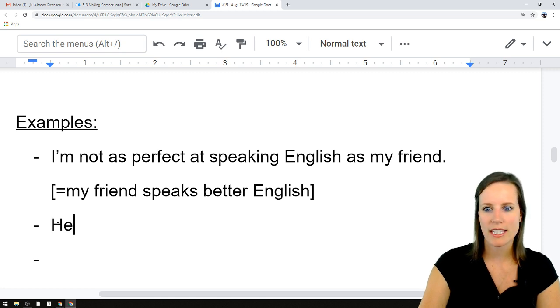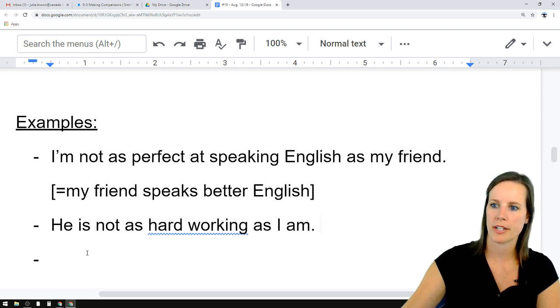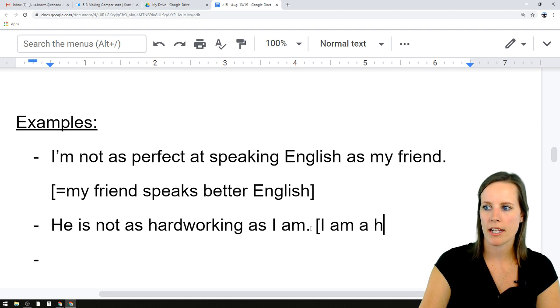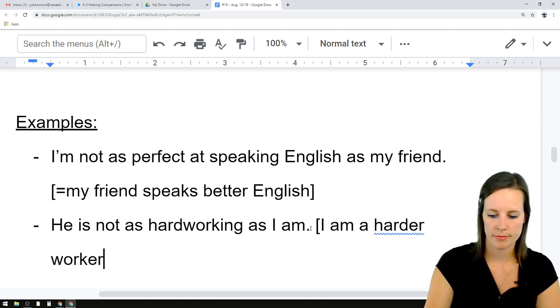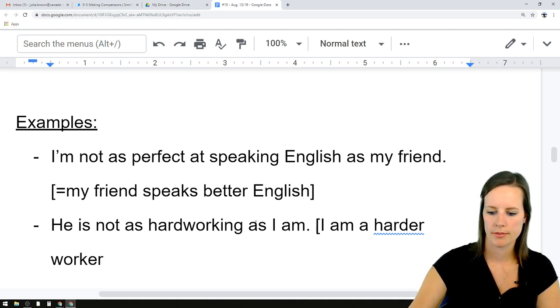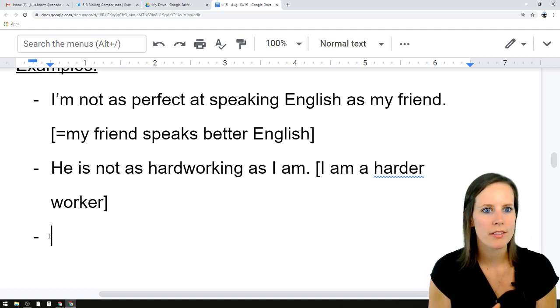Good, Kelvin. He is not as hard working as I am. Perfect. Sorry, "hard working" is going to be a one word adjective. That means I am a harder worker, you could say. Okay. Ooh. Let's see some more examples.